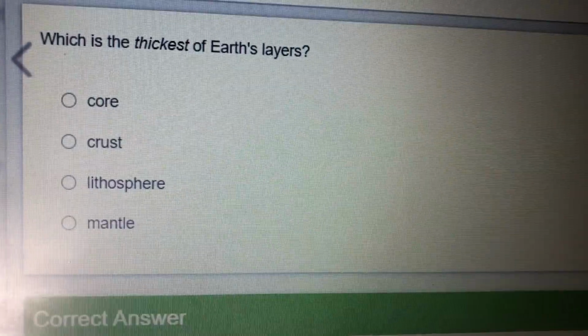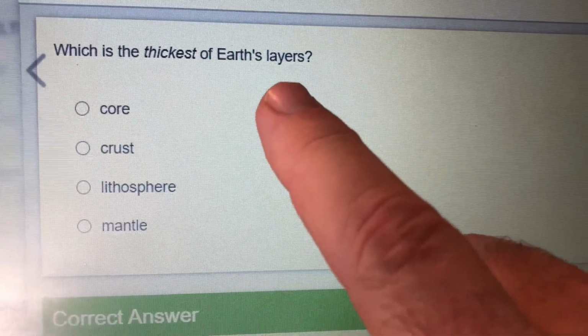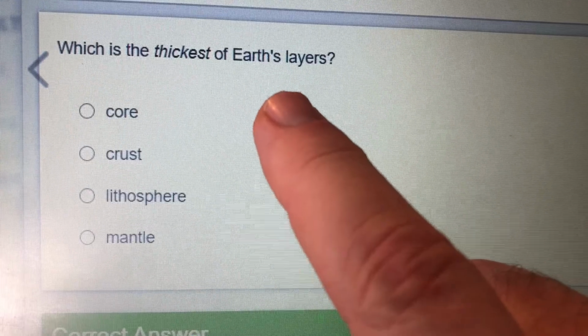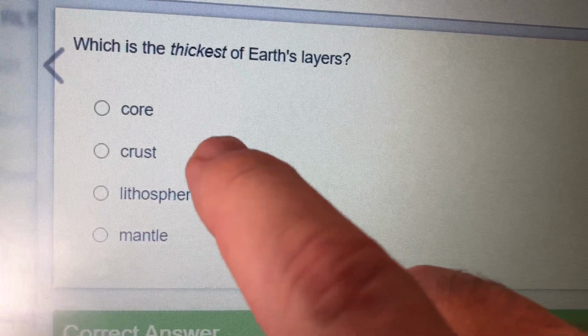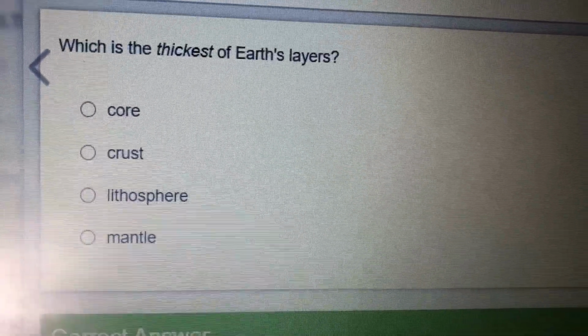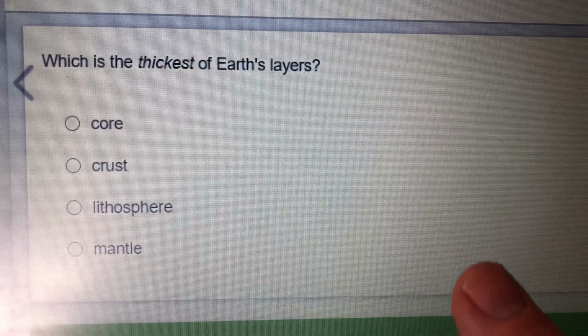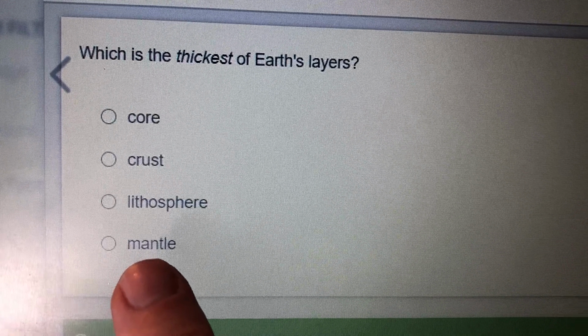Here's another easy one. Which is the thickest of Earth's layers? The thickest of the layers. You should know that one. Well, you know that the crust is the thinnest. So which one is the thickest? You remember? It is the mantle. That's right, the mantle. So far, so good? Yes? All right, let's keep going.